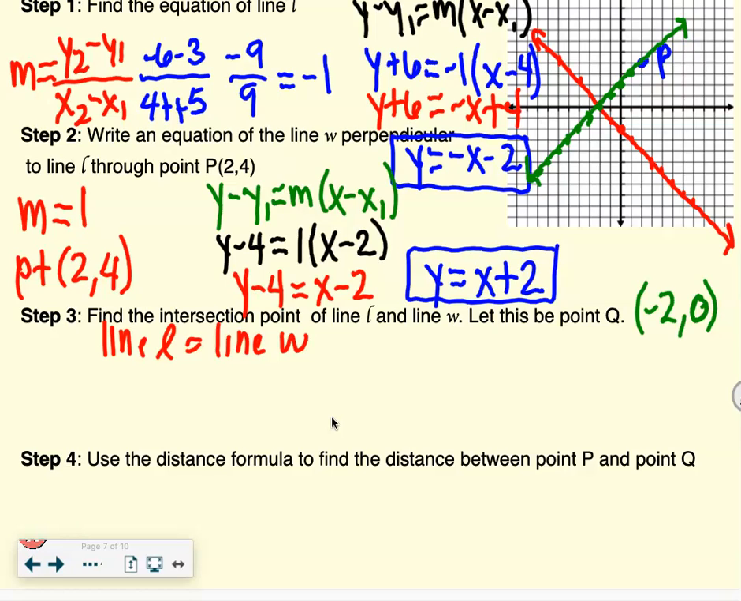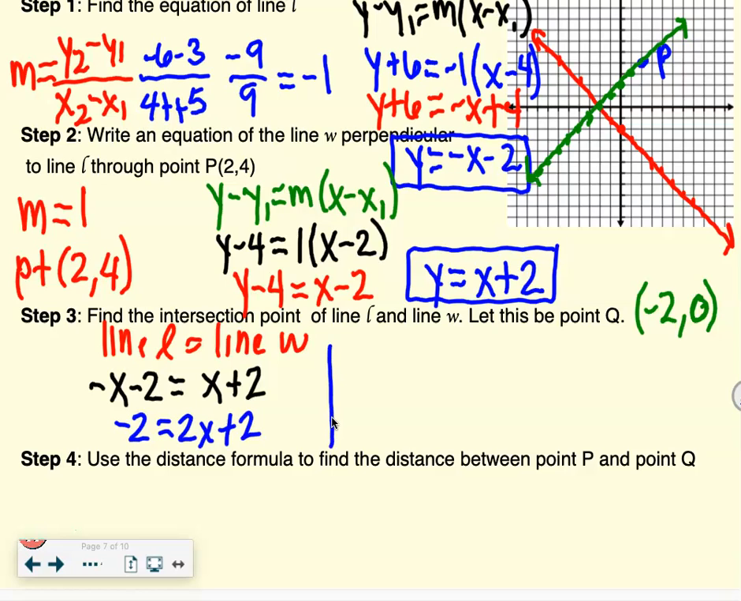So if I look at line L, it's -x minus 2. If you look at line W, it's x plus 2. And now we just solve this. How do we solve that? You want your x's to one side. So add x to the left. Plus x, so it'd be 2x. Yep, so it'd be -2 equals 2x plus 2. And then you subtract the 2 from the right, so it'd be -4 equals 2x. And then that goes to -2.